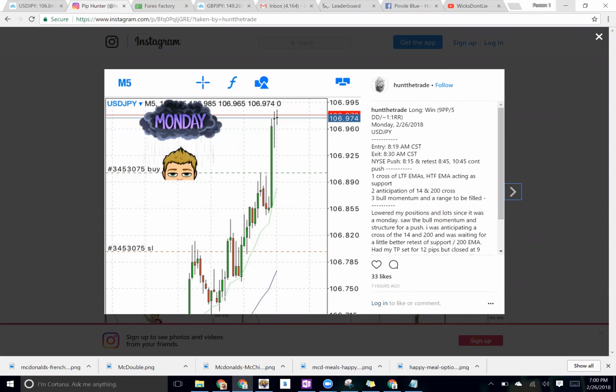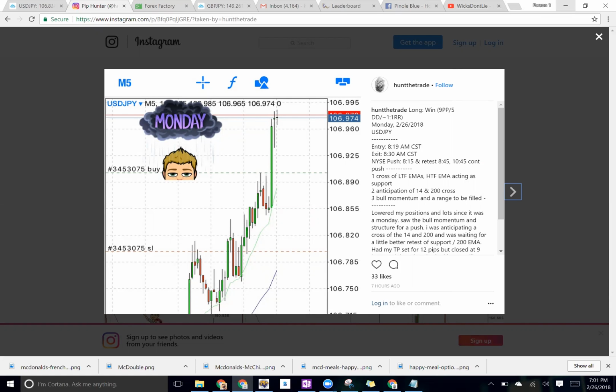This was USDJPY. I took my entry around 8:19, 8:20, and exited around 8:30, so I wasn't in for very long. The push came around 8:15, a little before that, so I was just a little bit late. And it retested around 8:45 and 10:45. We had a continued push later on in the day.